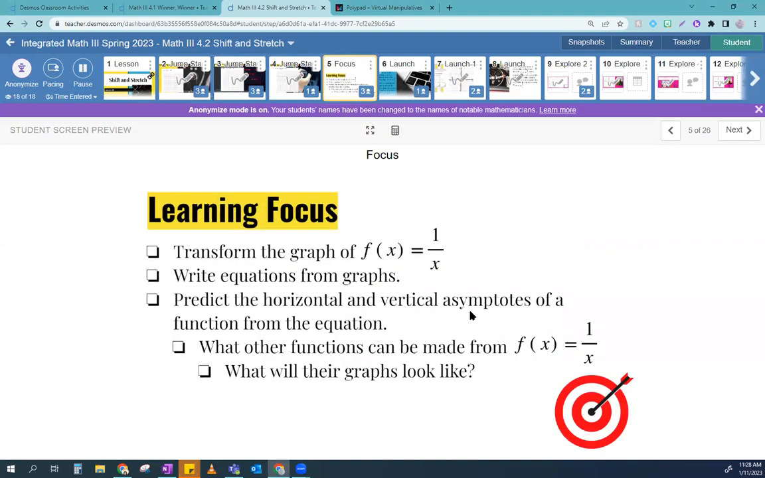So let's see. Predict the horizontal and vertical asymptotes of a function from the equation. So that's very interesting. Okay, that's what I really want you to focus on, is if you know where the horizontal asymptotes are, you can pretty much graph your branches. Okay, you can graph those 2 little whoops and, you know. So what other functions can be made from 1 over x, and what do the graphs look like?